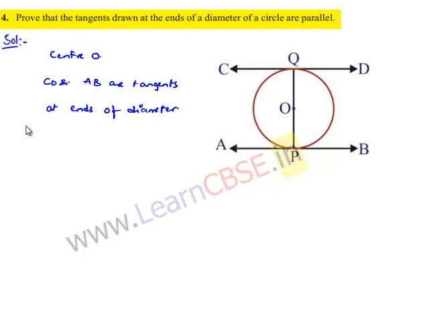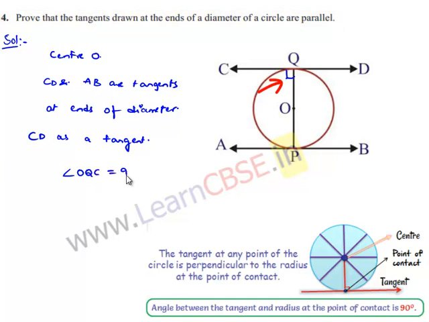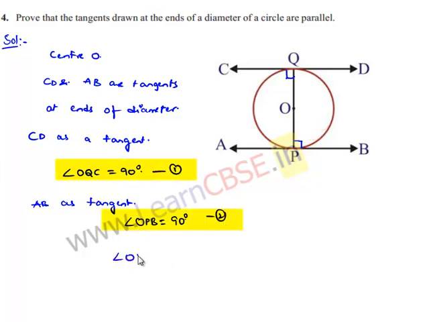Now, if we consider CD as a tangent, we know that a tangent subtends an angle of 90 degrees with the radius at the point of contact. Therefore, here angle OQC is equal to 90 degrees. And if we consider AB as a tangent at the point of contact P, AB subtends an angle of 90 degrees with OP. Therefore, here angle OPB is equal to 90 degrees. So, from 1 and 2, we can say that angle OQC is equal to angle OPB.